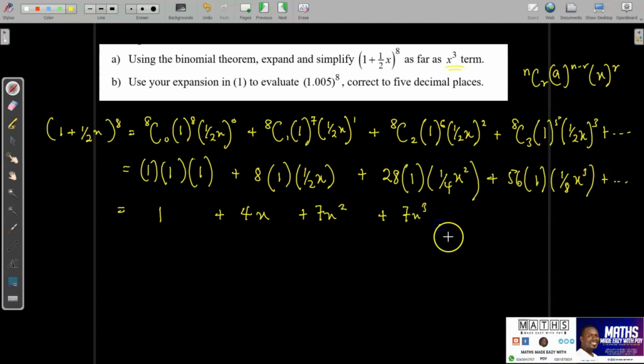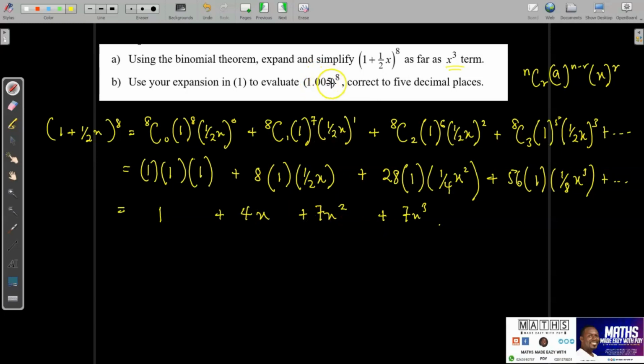7x cube. Thank you. So this is where we can end, and that gives us the expansion for the binomial term up to the s cube term. That's where we end. Then it says we should use our expansion in 1 to evaluate 1.005 to the power 8. So the whole issue is how do we get the s value, because we have to use whatever we have here to answer that.